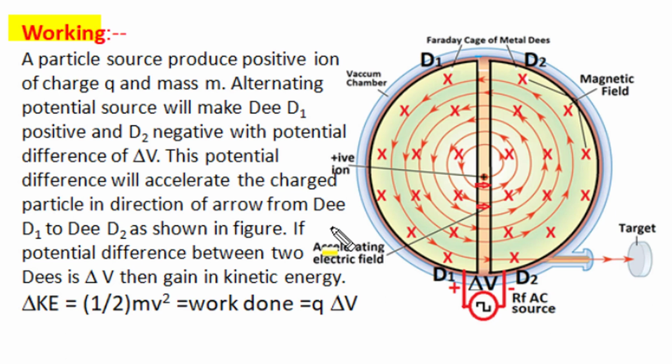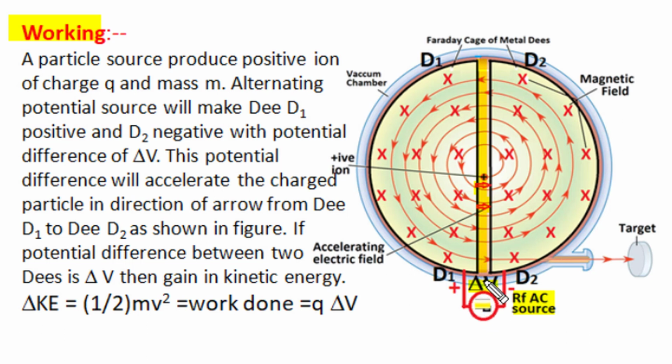The working of the cyclotron starts when a particle source produces a positive ion of charge q and mass m in the space in between the two metallic D-shaped chambers, as highlighted in yellow here, and the radio frequency alternating source will instantaneously make metallic D chamber D1 positive and D2 negative to produce an electric field from high potential to low potential in this air gap. The potential difference of the radio frequency alternating source produces an electric field as shown in this arrow direction, and in this electric field the charged particle will get accelerated in the direction of the arrow from D1 to D2.